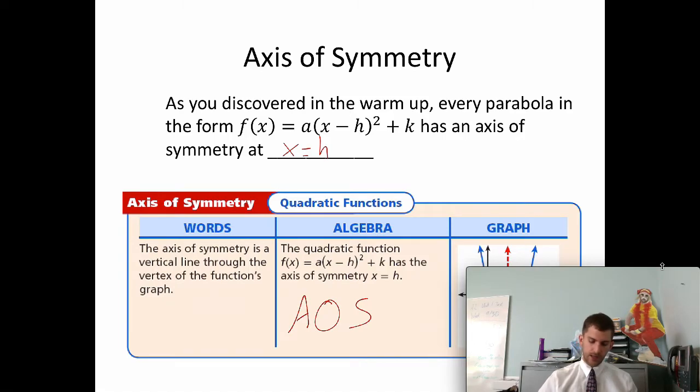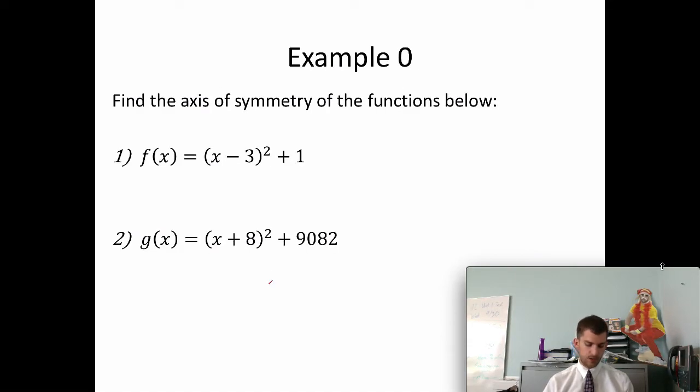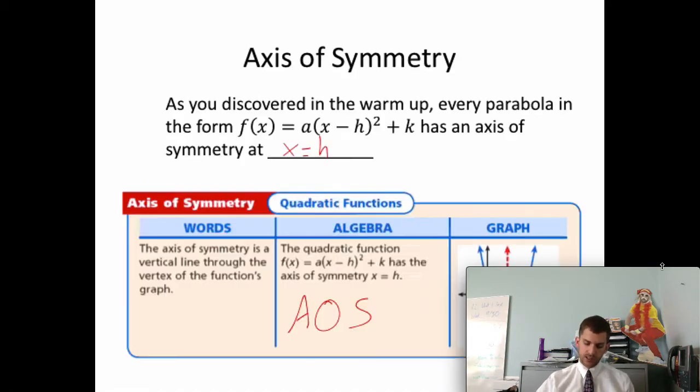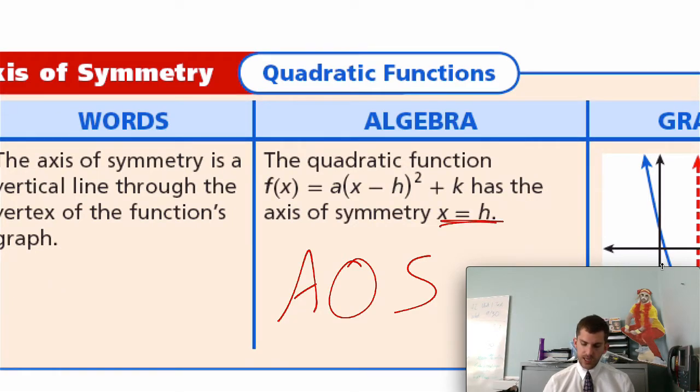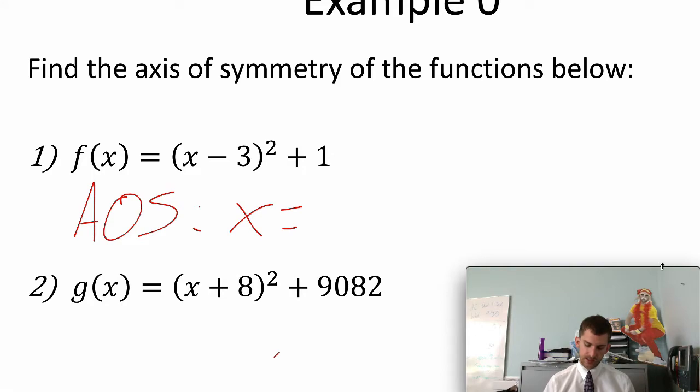All right, taking a look at a couple examples here. We're calling this one example 0. We'll talk about example 1 later. The task is to find the axis of symmetry for the functions below. So f of x equals x minus 3 squared plus 1. Well, following along, our axis of symmetry is going to be some line x equals, and let's go back to the previous page, x equals h. Notice where h is in here. It's x minus the h value. So it's x minus 3, so the axis of symmetry is at the line x equals 3.